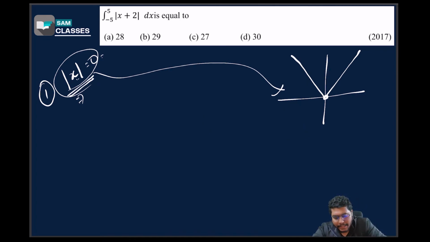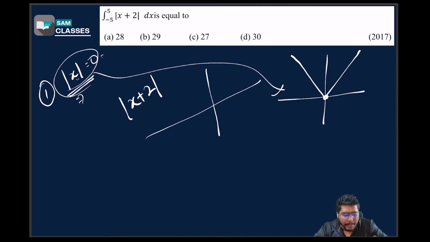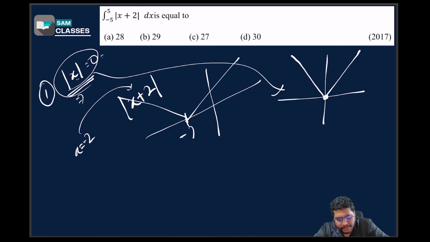Now the moment I say I have mod of x plus 2, for what value of x will it be 0? For what value of x, if I put it here, will it be 0? Anybody with even minimum knowledge will say, sir, if I put x equal to minus 2, inside the mod the value will be 0. Done. So my V point is now at minus 2. Is it that difficult to understand?